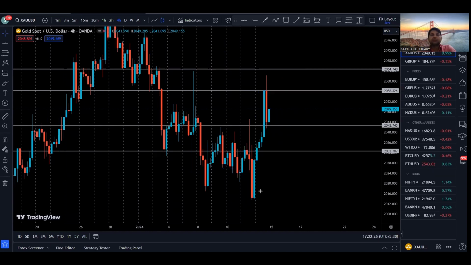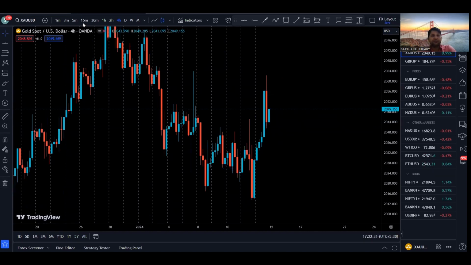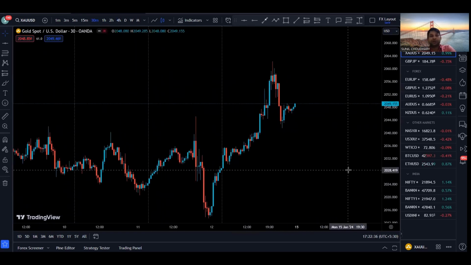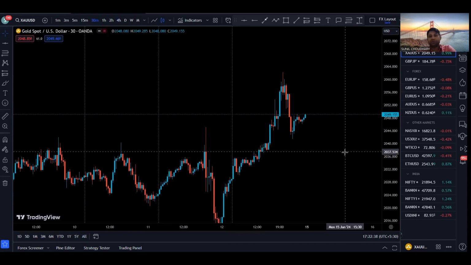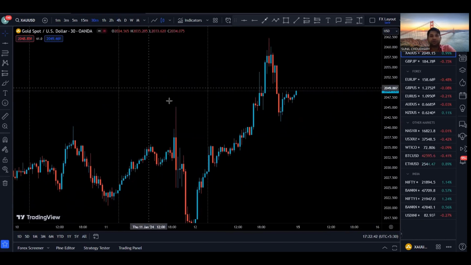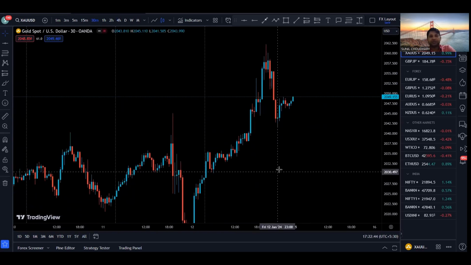Now let's jump directly to the 30-minute time frame, because 30 minutes is the time frame where I look for the trading opportunities. So there is no point in analyzing the 1-hour time frame here, because they are more or less the same thing.